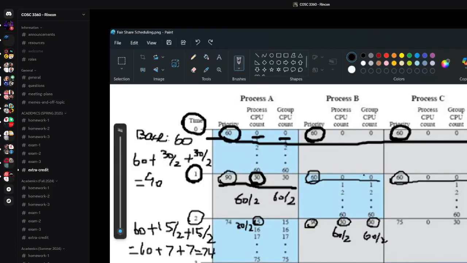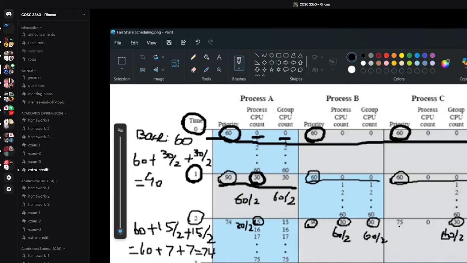So what that means is that if process B is running in this group right now, like you see at time 1, this is running, right? You'll notice that the group CPU count also needs to run as well. Okay, and that's why this is 60 right here, and this is how you got the 60 divided by 2. That's how you get this 30 right here. So again, this will be 60 divided by 2.